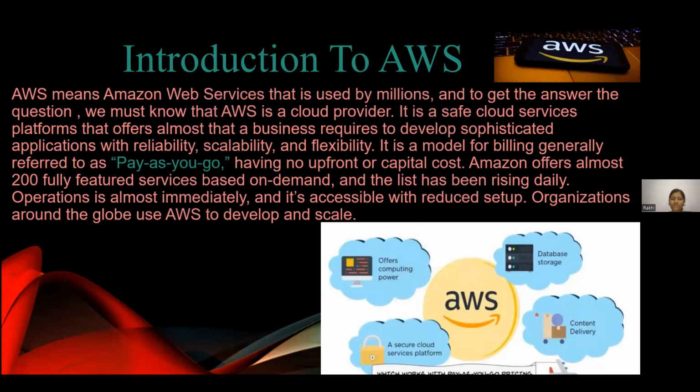So first is introduction to AWS. AWS means Amazon Web Services, which is used by millions. To answer this question, we must know that AWS is a cloud provider. It is a safe cloud service platform that offers almost everything a business requires to develop sophisticated applications with reliability, scalability, and flexibility. It has a billing model generally referred to as pay as you go, with no upfront or capital cost. Amazon offers almost 200 fully featured services based on demand, and the list has been rising daily. Operations start almost immediately, and it is accessible with reduced setup. Organizations around the globe use AWS to develop and scale.